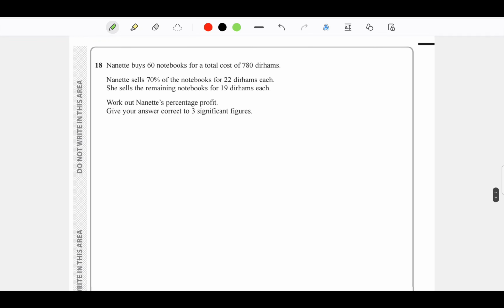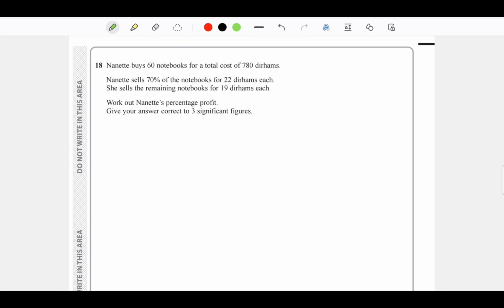On to question 18. Nanette buys 60 notebooks for a total of 780 dirhams. All right. Nanette sells 70% of the books for 22 dirhams each and sells the remaining notebooks for 19 dirhams each. Work out Nanette's percentage profit. Give your answer correct to 3 significant figures.